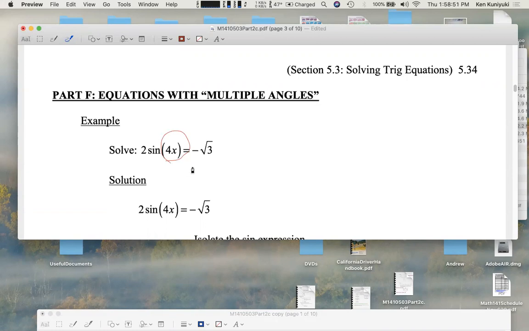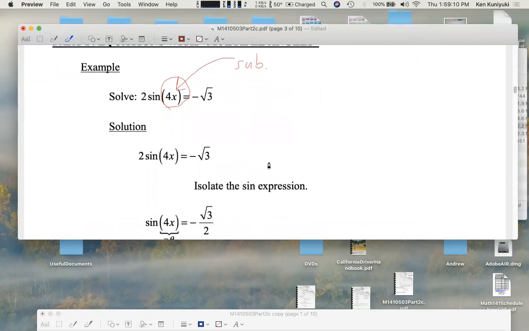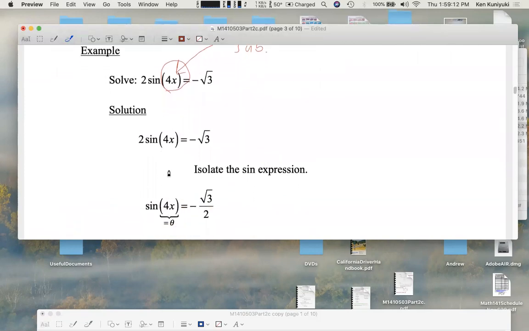And I must tell you that personally, I think books often do a horrible job of teaching this section. I think the key solution here is substitution. That's a key trick here, to use a substitution. Now, we could isolate the sine expression first, divide by 2, right? Sine of 4x equals negative root 3 over 2, which, by the way, is a known sine value.